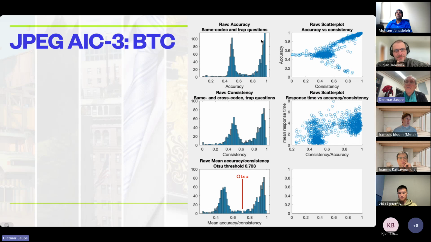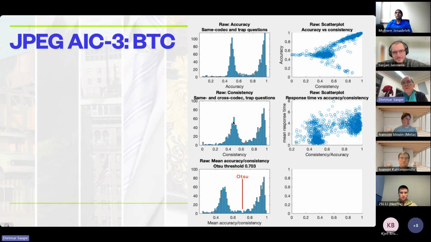Those that work well with a high accuracy, and those that work poorly with a low accuracy, around 0.5, which you can attain by being a random clicker. What about consistency? Same picture here, or similar picture. You get two distributions, which could very well be modeled as a superposition, a mixed distribution of two individual populations: a reliable crowd worker population and an unreliable one with a consistency of 0.5, which you get if you just randomly click or always click the same answer.